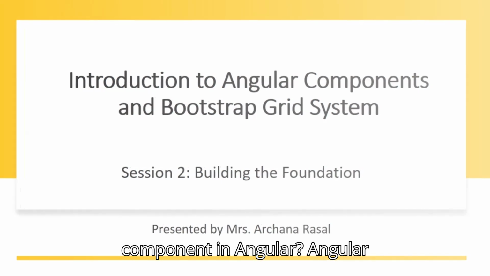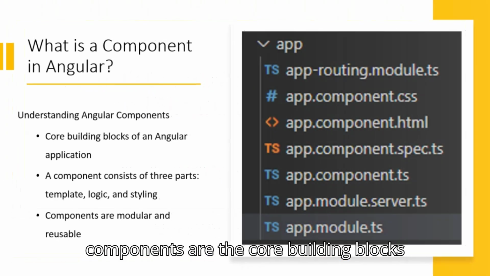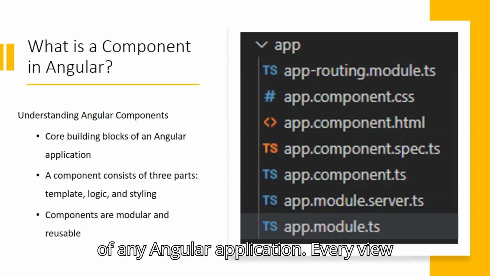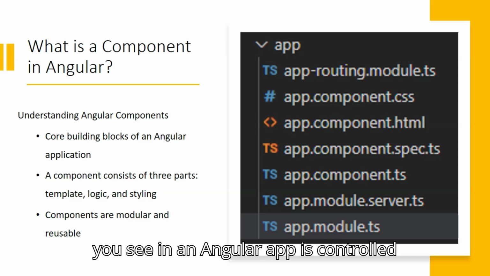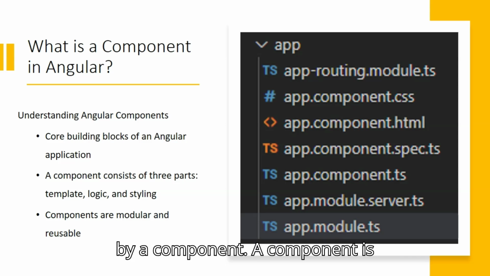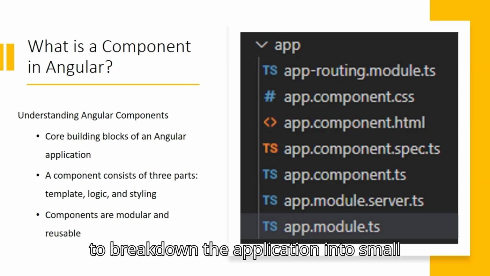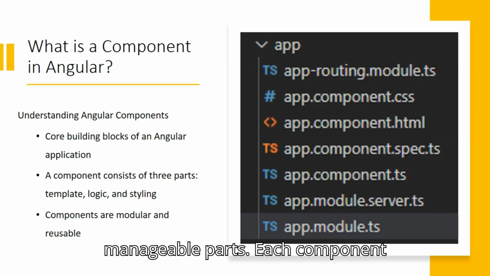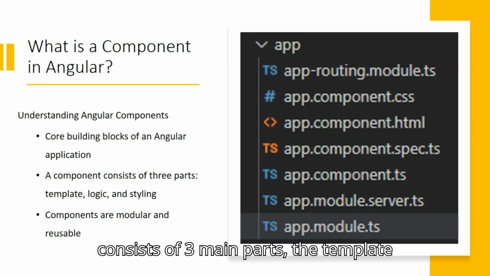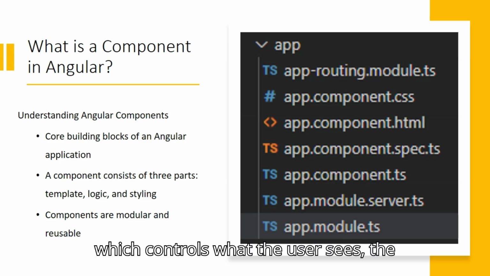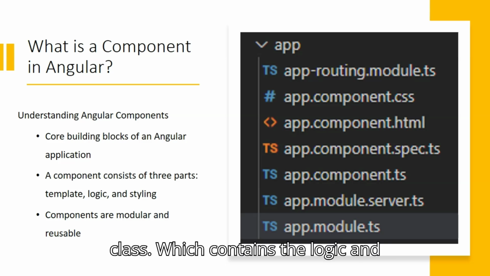What is a component in Angular? Angular components are the core building blocks of any Angular application. Every view you see in an Angular app is controlled by a component. A component is modular and reusable, allowing us to break down the application into small, manageable parts. Each component consists of three main parts: the template, which controls what the user sees, the class, which contains the logic and functionality, and the styles, which define how the component looks.